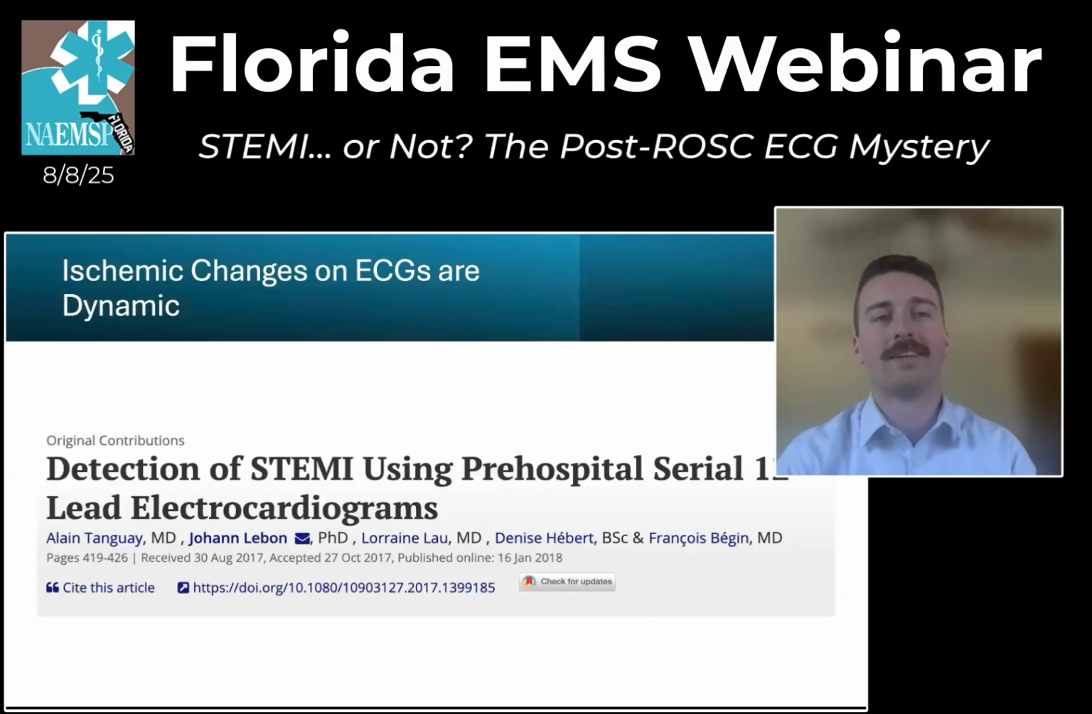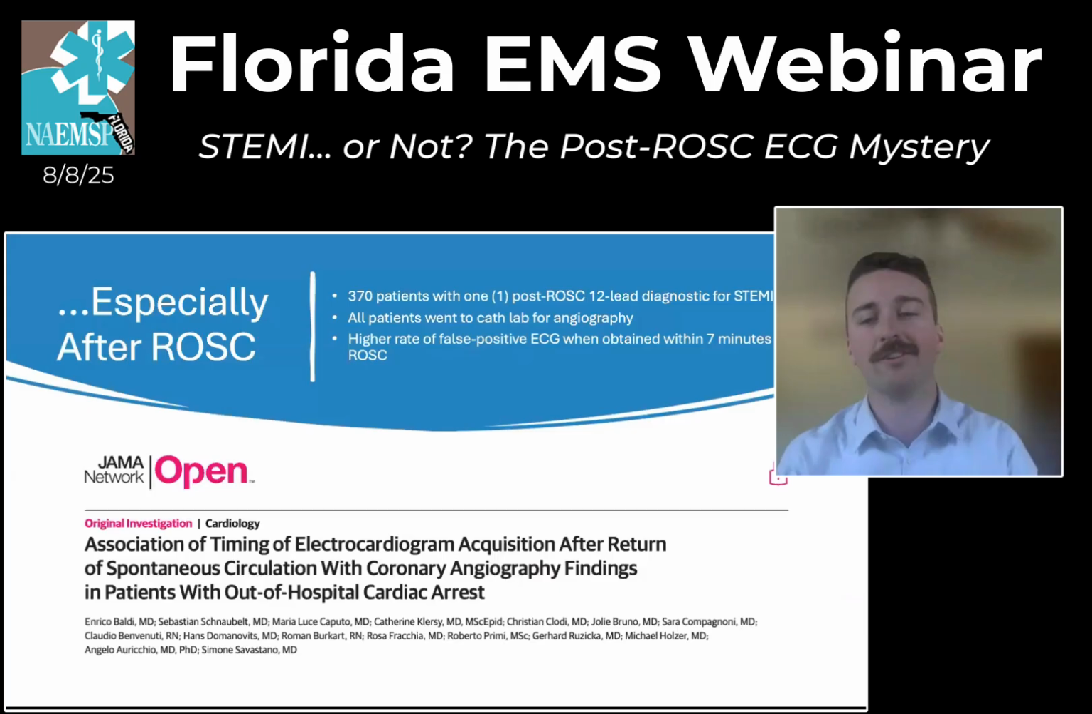That said, changes on EKGs are dynamic. We know this looking at STEMI broadly. There's been research in this area that shows that single EKGs do not necessarily stay the same over the course of a patient's clinical care, both in the pre-hospital and the emergency department settings. And particularly after cardiac arrest, we know that the EKG can sometimes be unreliable, and this varies with the timing of that EKG acquisition. This study done in Europe found a higher rate of false positive STEMI on EKGs when those 12 leads were obtained within 7 minutes of ROSC compared to at a greater time than 7 minutes after resuscitation.